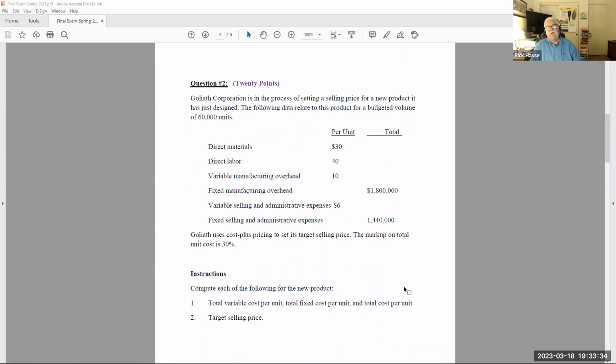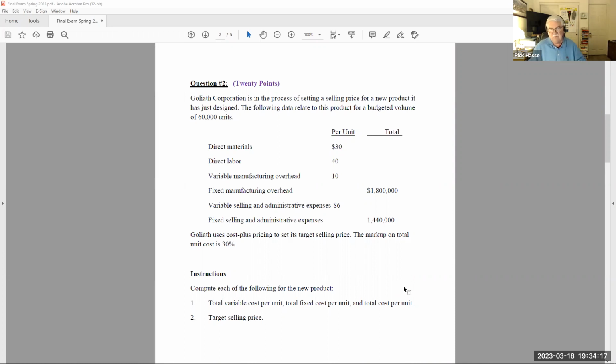Question number 2 involves managerial accounting and the cost of producing a product. Goliath Corporation is setting a selling price for a new product, which they estimate selling 60,000 units. So there's the variable costs, materials, labor, and overhead. There's the fixed overhead of $1.8 million. There's the variable selling and administrative expenses of $6 a unit. And there's the fixed selling and administrative expenses of $1,440,000. Goliath uses cost plus pricing to set its target selling price. The markup on this price is 30%.